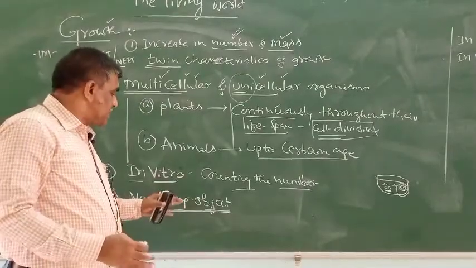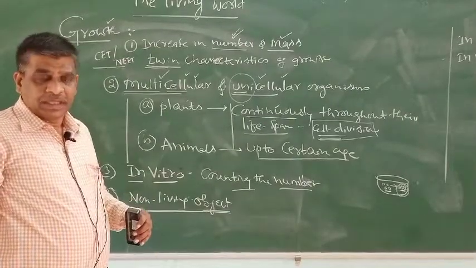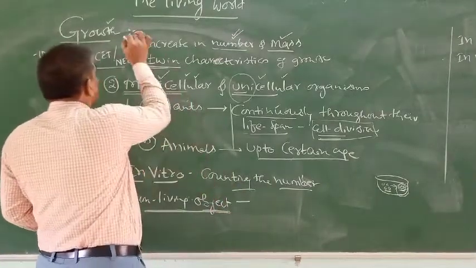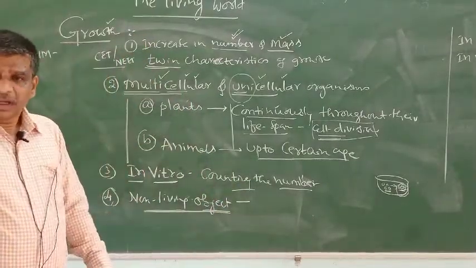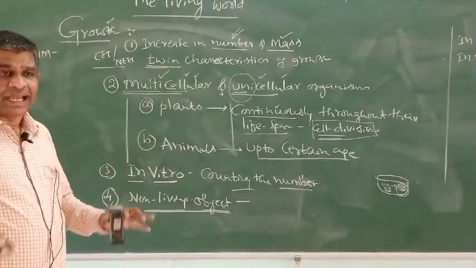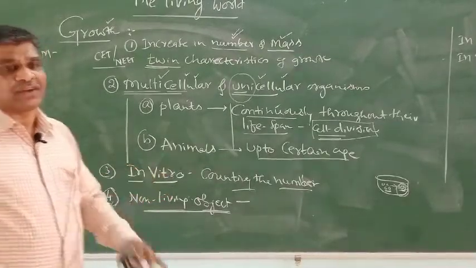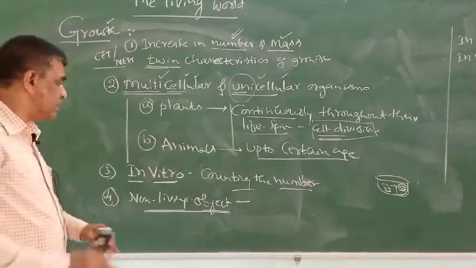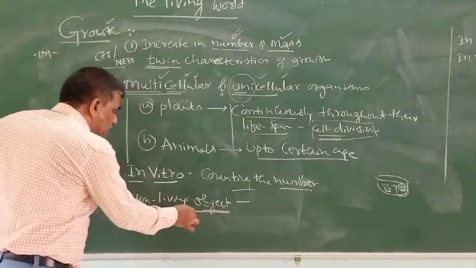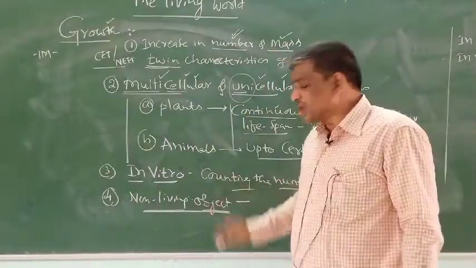Then you may pose a question: why should we consider growth as a property or characteristic of living organisms? Certainly, I can tell you, since non-living objects also can grow, growth cannot be considered the primary property or basic characteristic of living organisms. Therefore, it is not a defining characteristic of a living organism. Why is growth not a defining property? Because even non-living objects also exhibit this property.